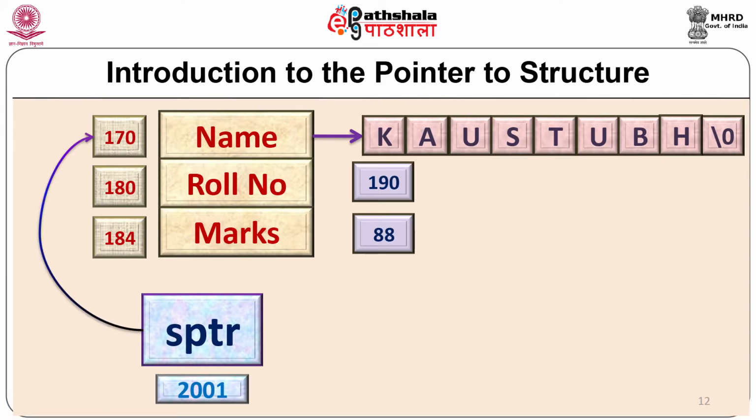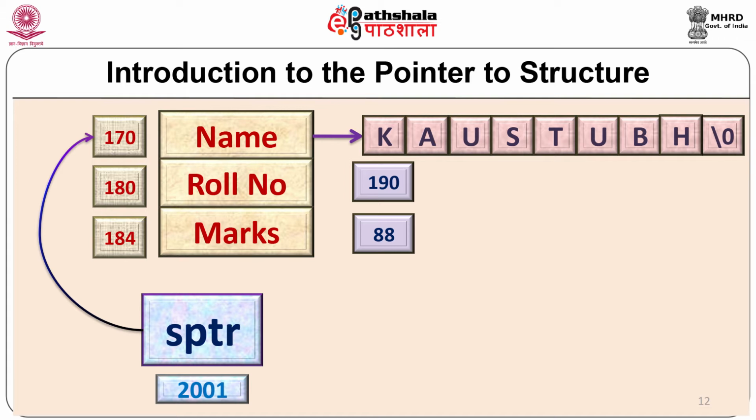This figure shows the concept of pointer to structure. In this slide, you can see there are various fields like name, roll number, marks written under the structure. Here you can see the structure name is Kaustubh. There are different members like name, roll number, marks.